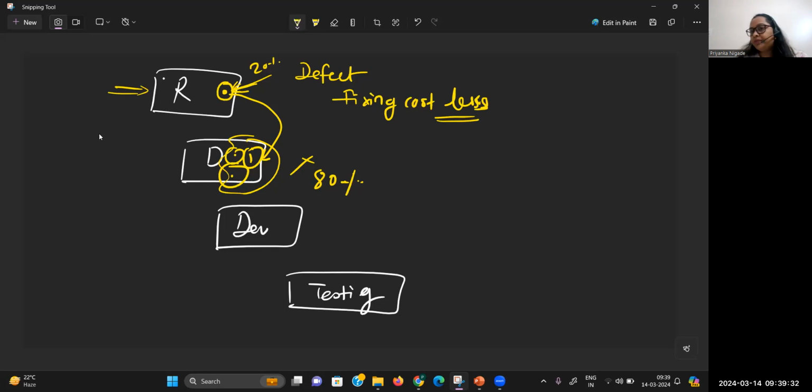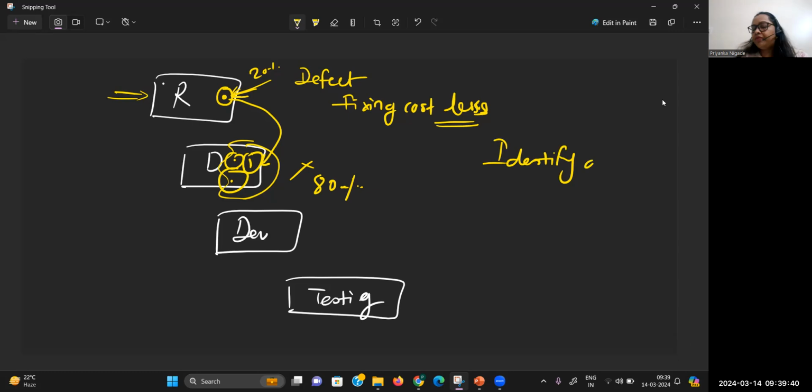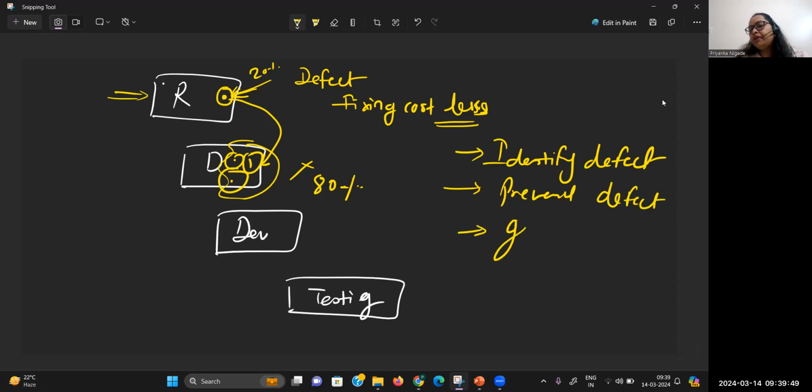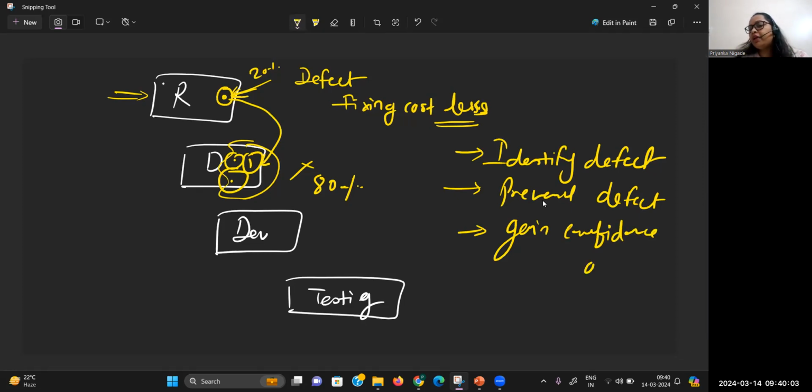And what is this? The main objective in software testing is what? We are here to identify defects. If we can identify defects, then we can prevent defects also. Prevention is also our main objective. We can gain confidence about the quality. Yes, obviously, that is our main objective. As per the ISTQB, there are many things they have defined. So gaining confidence about the quality, prevention of defects, and identification of defects are all our objectives.